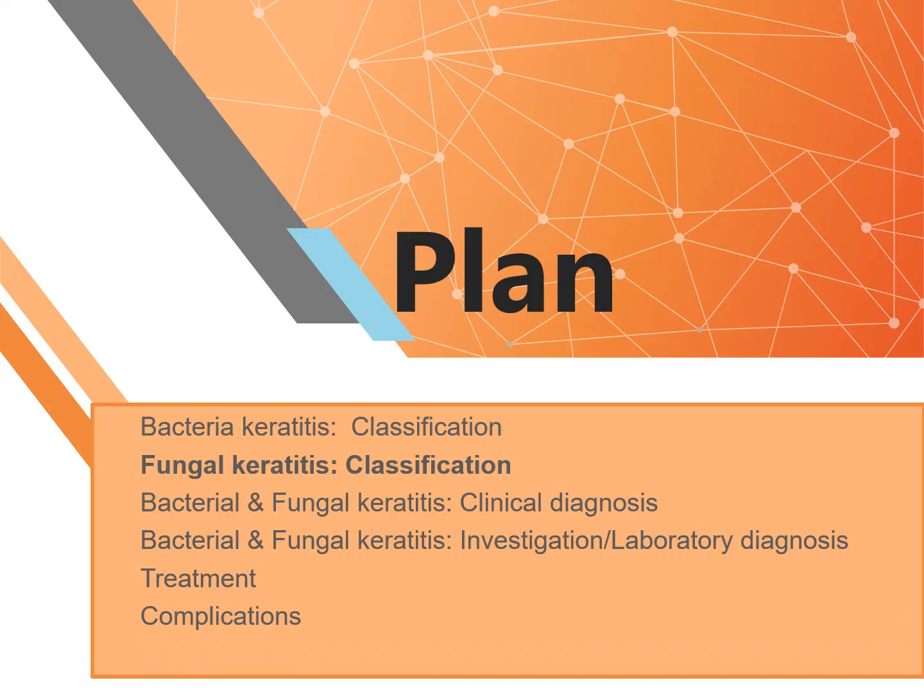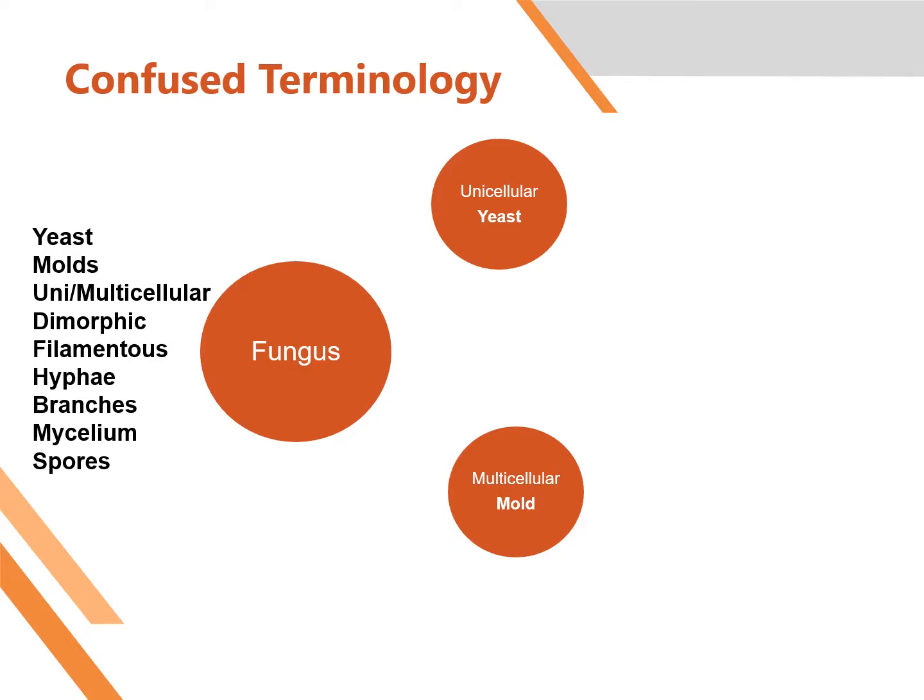Next, we'll describe the classification of fungi. Classification of the fungus is a bit confusing, and there are many terms used like yeast, mold, unicellular, multicellular, dimorphic, filamentous, hyphae, branches, mycelium, and spores. I've tried to make it relatively simple for you. Fungi which are unicellular are called yeast, and fungi which are multicellular are called molds.